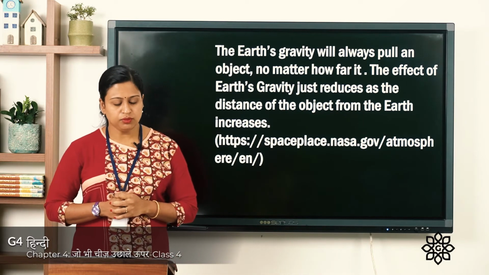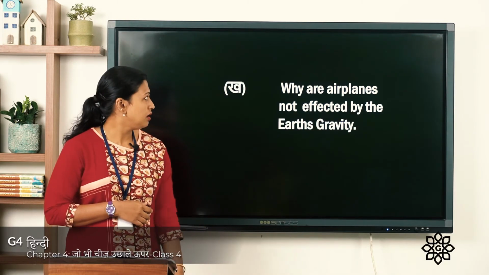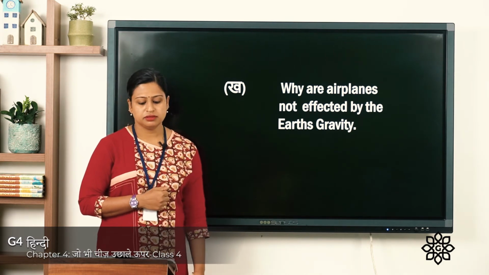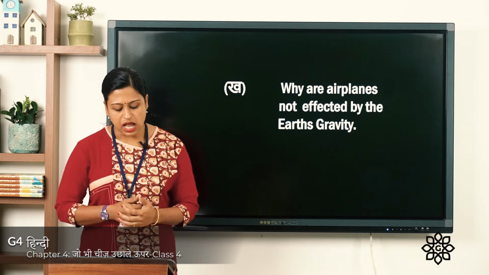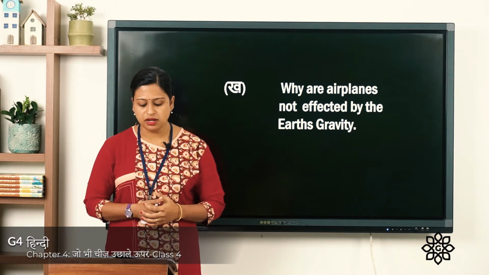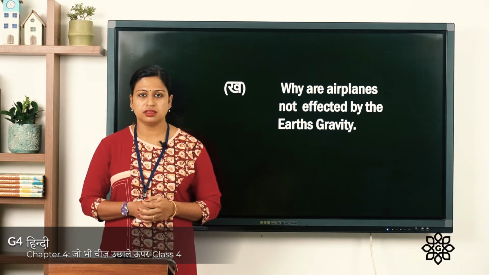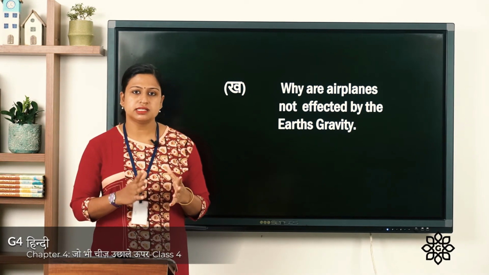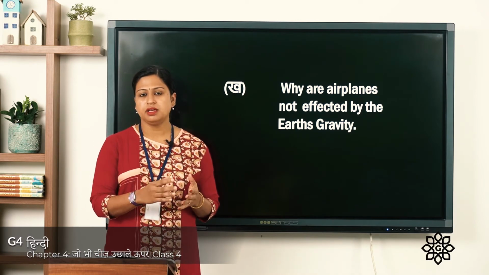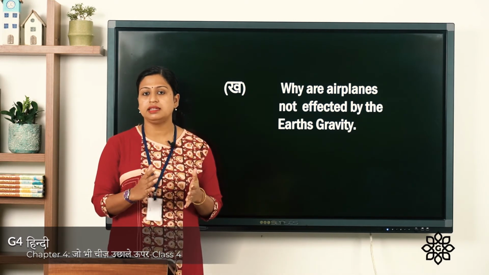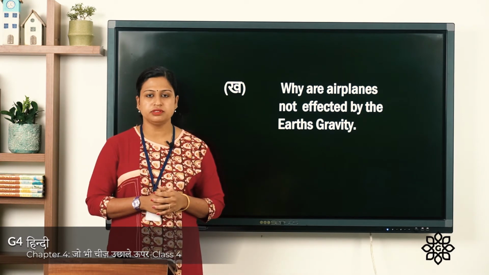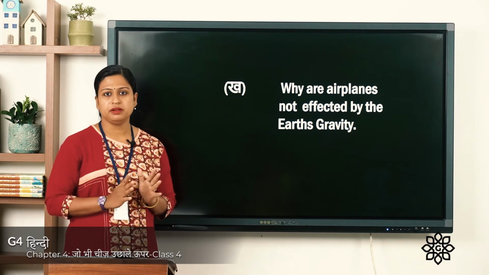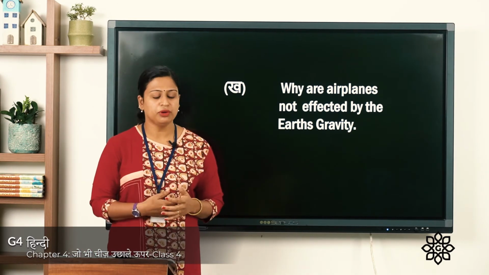Now the second question is, why are airplanes not affected by the earth's gravity? In Hindi the question is, आसमान में उड़ता हुआ वायुयान नीचे क्यों नहीं गिरता? So in simple terms the answer is, this is because of the structure of the aeroplane. It is made in such a way that it can overcome the gravity force that is applied by the earth with a proper speed. Now let's get into more detail.